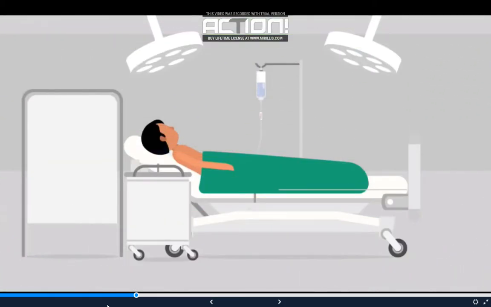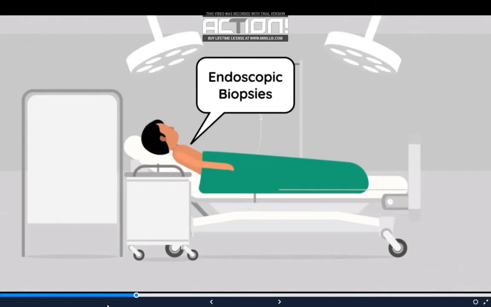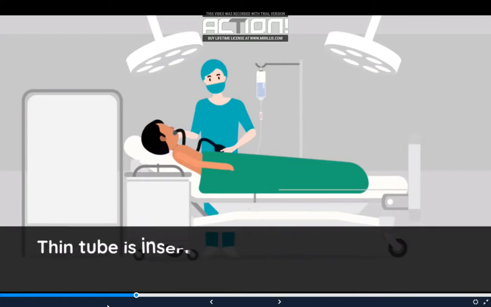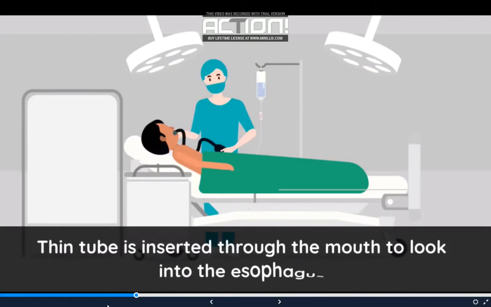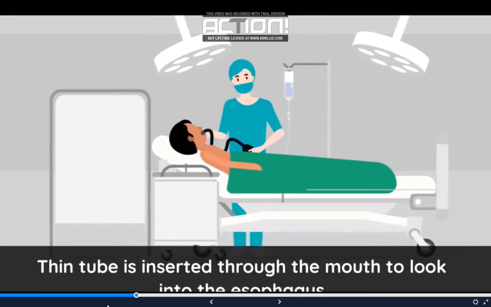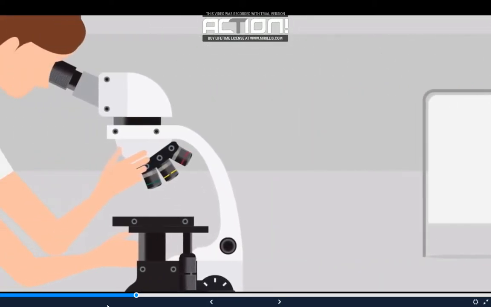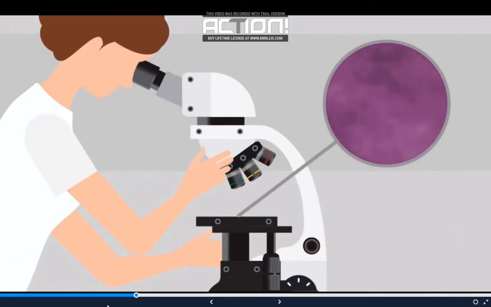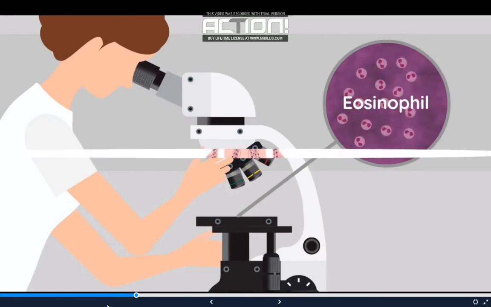EOE is diagnosed by examining tissue samples of the esophagus. These small pieces of tissue, called endoscopic biopsies, are collected from the esophagus wall in a short procedure called an endoscopy, where a thin tube is inserted through the mouth to look into the esophagus while the patient is under anesthesia. The collected samples are then examined under a microscope by a doctor called a pathologist, who looks for and counts a type of immune cell called an eosinophil.